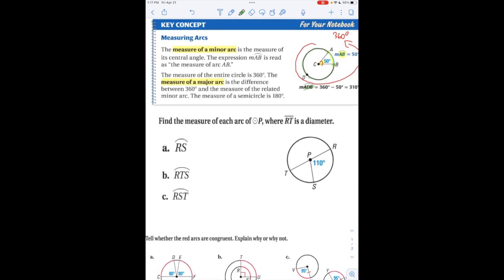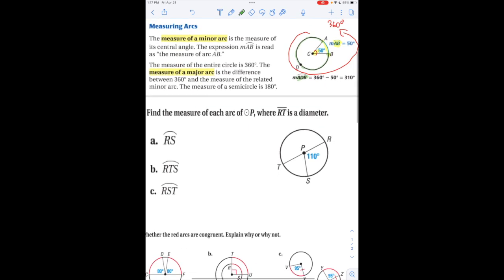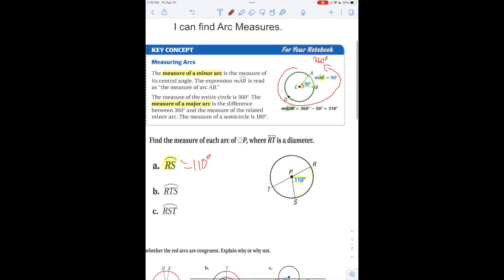Find the measure of each arc of circle P, where RT is a diameter. So the first question is asking about RS, minor arc, 2 letters, RS. I'm going to go from R to S. And I know that this angle right here is 110. So I'm going to say that my minor arc is 110 degrees.